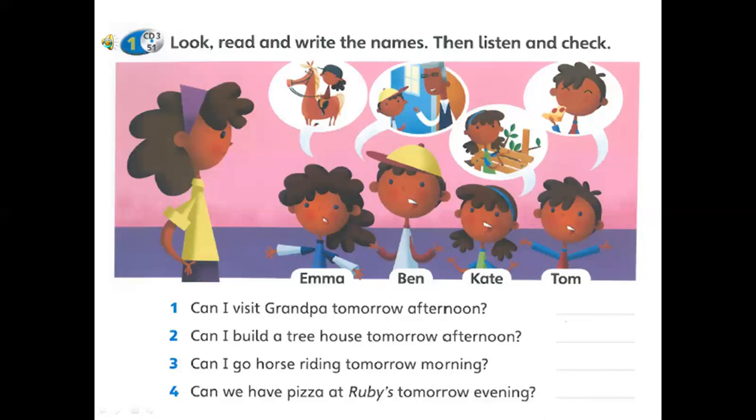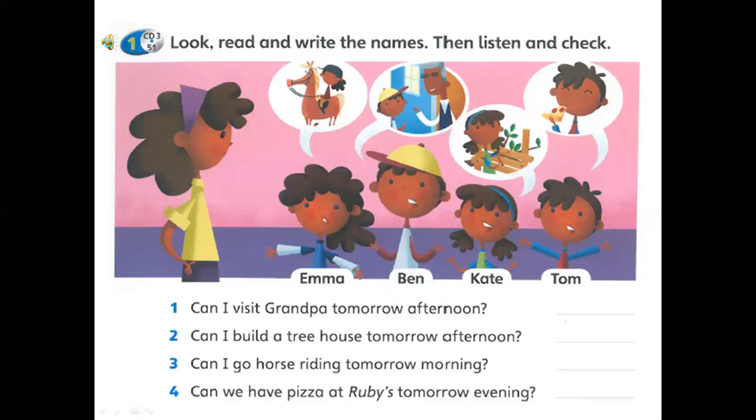So look at the form of the question here, or the request. In this form we start with can, then the subject. I, we are subjects. Then the verb, but in infinitive: go, visit. Then the object or the complement. We can have only the object, or objects and all the complements of the object. I repeat: can plus subject plus verb in infinitive plus the object or the complement.